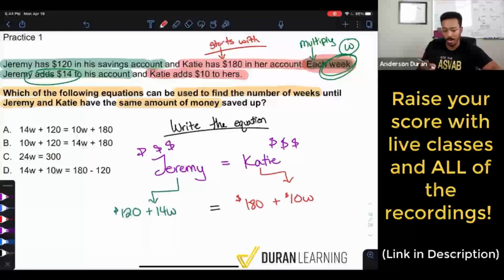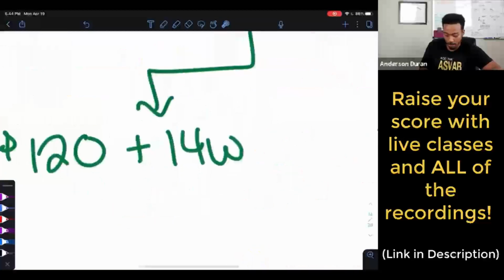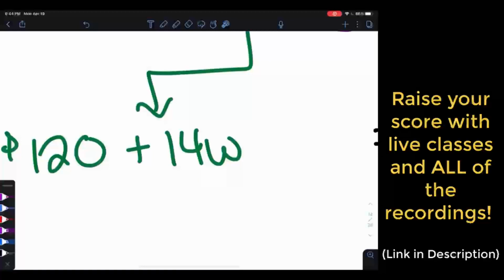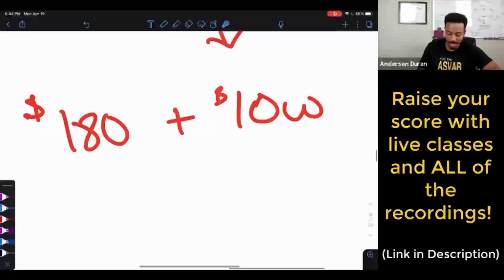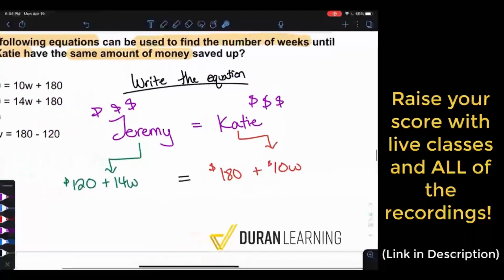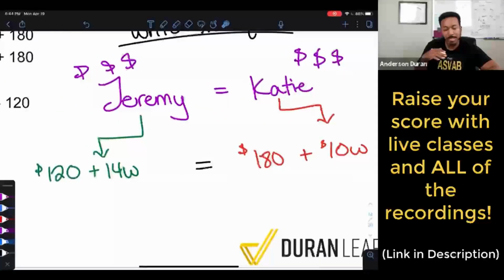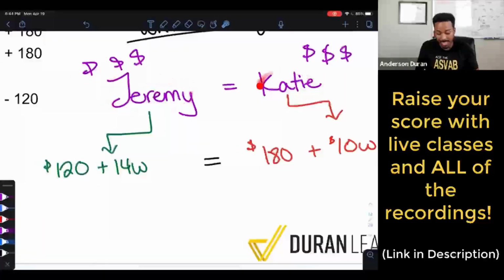I want to go through it again, everybody. Right here, we start off with that 120, and we're adding $14 for every week. And that's supposed to equal Katie's money. And Katie's money is, she starts with $180 and she adds on 10 every week. This is the equation. The reason it works is because you don't know what W is. You don't know the number of weeks. You just know that at this week, Jeremy and Katie will have the same amount of money. And so the purpose of solving the equation is to find out what that W is.